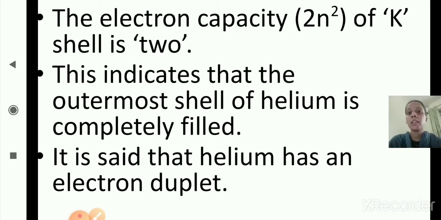Okay, I hope you are clear till here. We have studied the helium atom. In the helium atom there are 2 electrons which are accommodated in K shell, and the maximum capacity of K shell is 2 electrons. So the outermost shell of helium is completely filled, and it is also called an electron duplet, because in the outermost shell of the helium atom there are 2 electrons. So helium has an electron duplet.